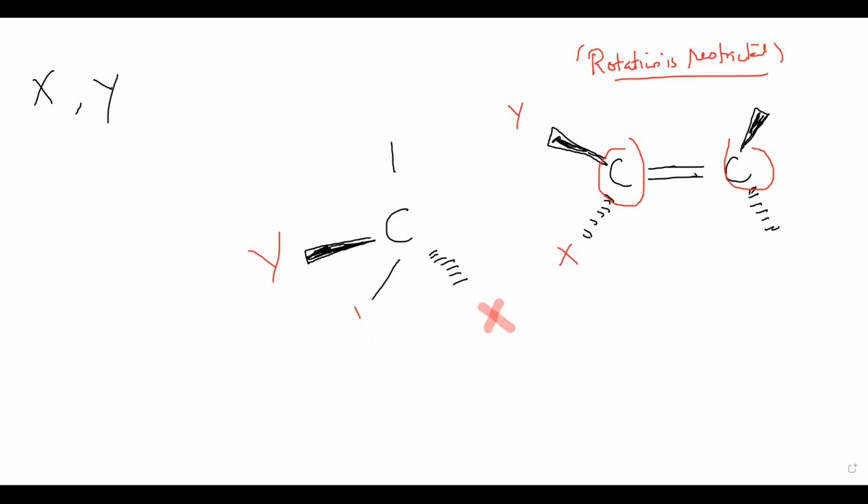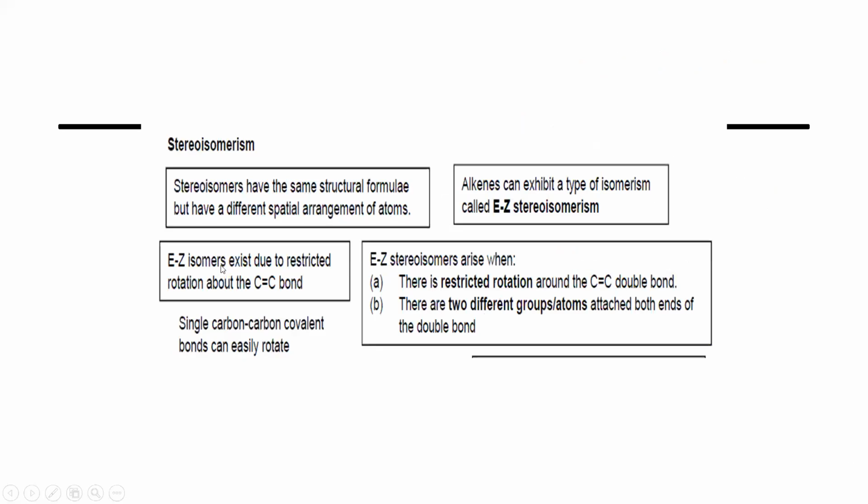Is the concept clear, why the restriction of rotation is there with a carbon-carbon double bond as compared to when carbon is forming single bonds in different directions? And this leads to stereoisomerism, which, as we discussed yesterday, is divided into optical and geometrical. So these are known as geometrical isomers.